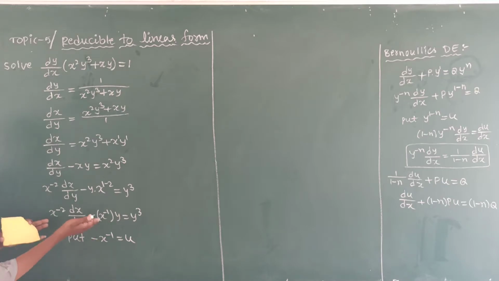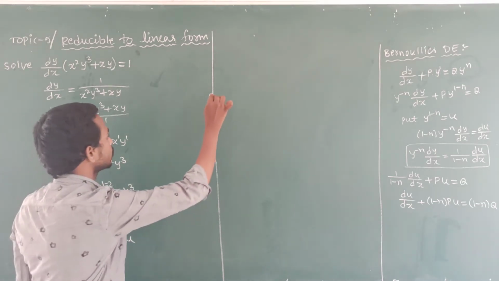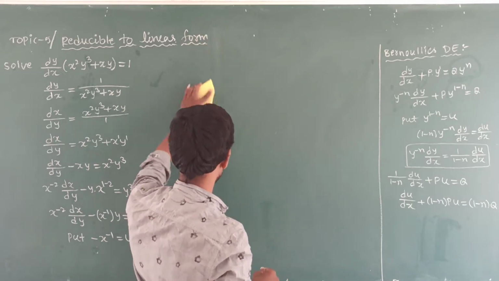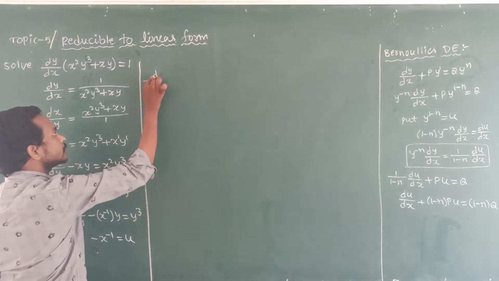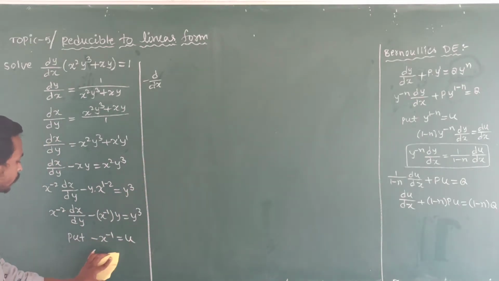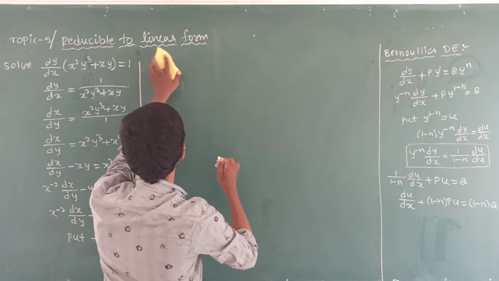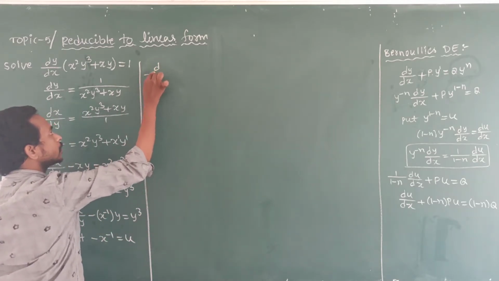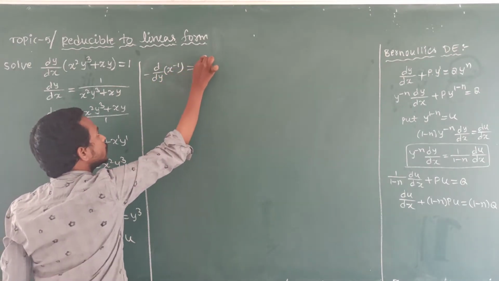What substitution are we taking? For that substitution we have to do differentiation. We have to differentiate with respect to y, not x, on both sides. So minus dx by dy of x power of minus 1 is equal to du by dy.